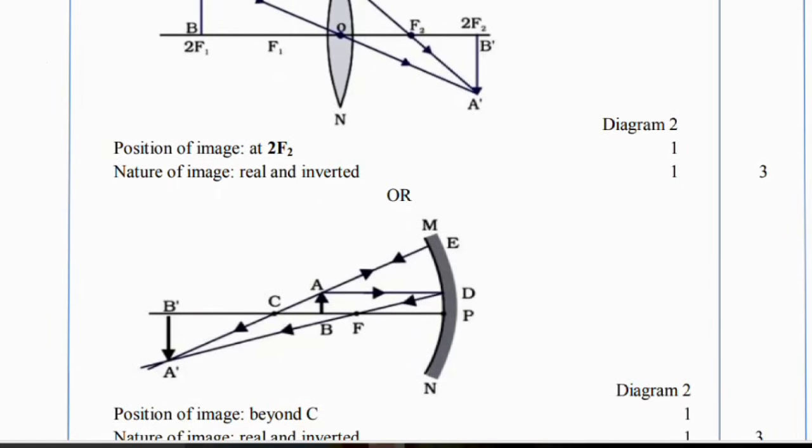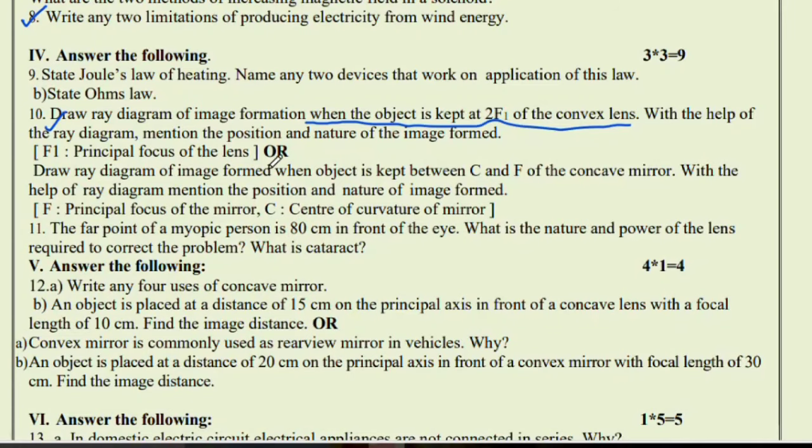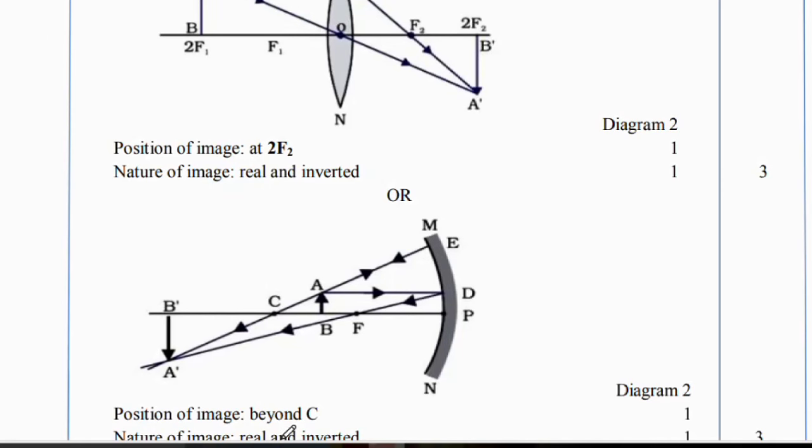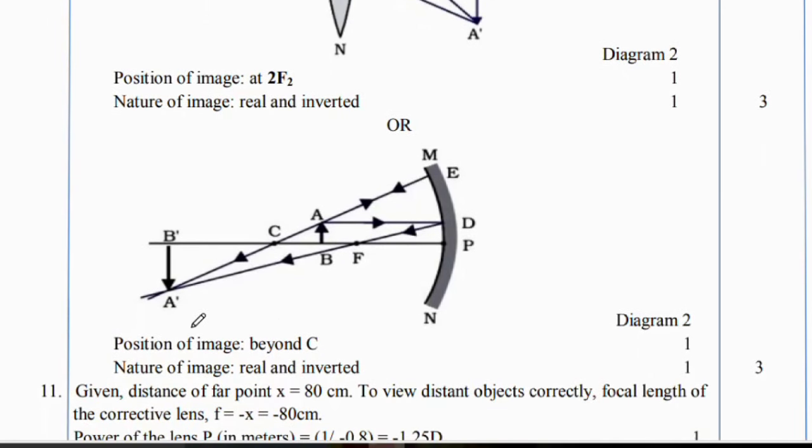For that you have one more option they have given. That is, draw the ray diagram of the image formed when the object is kept between C and F in a concave mirror. So either option is given, you can choose either one. So this is the object. The object is kept between C and F, therefore the image is formed beyond C, the image is inverted and real.